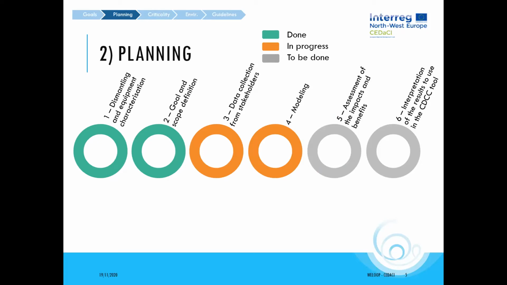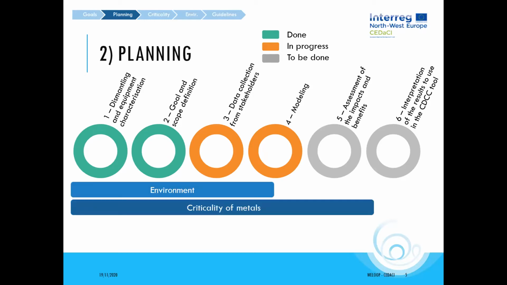And the last 2 stages are the assessment of the impacts and benefits and the interpretation of the results to use in the Compass tool. And they haven't started yet, except for the criticality indicators. So here you can see the state of progress of each indicator. And as environmental and criticality indicators are the most advanced ones, I will present them with more details today.